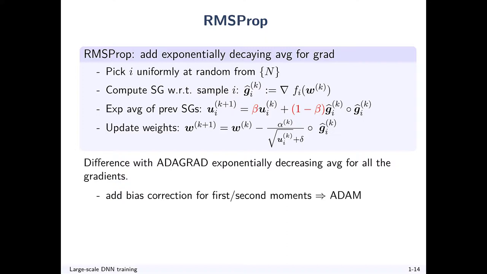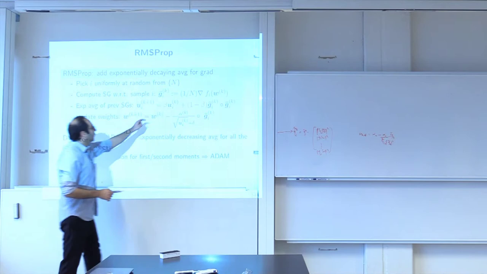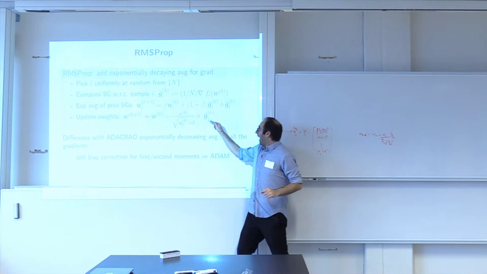And then the update looks exactly the same as AdaGrad. The update for this term, u_ik, the sum of the squared norms, looks exactly like this one if you want to compare it, except that you don't have any weights. So in RMSProp, when you update the weight, you take a convex combination between this squared vector and the current one.